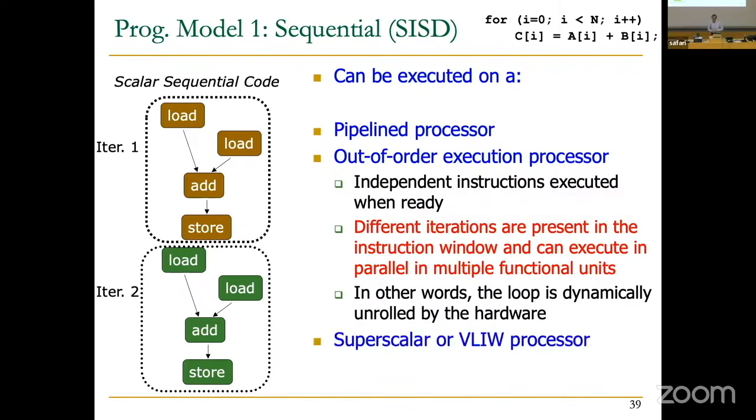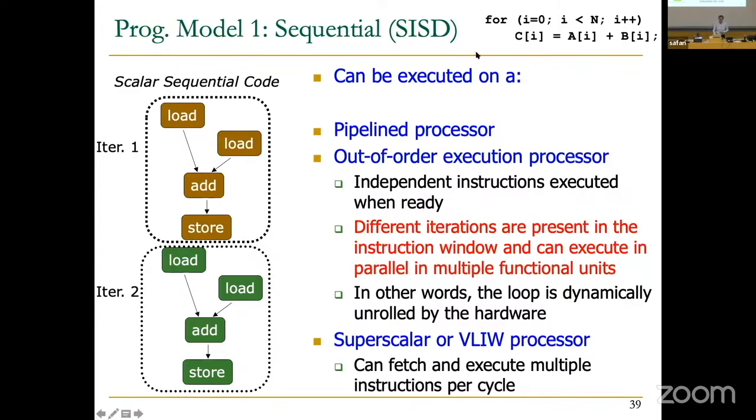Okay, a superscalar or VLIW processor, which we have seen also, goes to the next step, right? It's orthogonal to out of order, actually. Both of these concepts are orthogonal to out of order. But basically, you can fetch multiple instructions per cycle. Right? Same iteration, different iterations, doesn't matter. You could do that, okay? So using the scalar sequential code, we've seen a lot of paradigms to accelerate it.